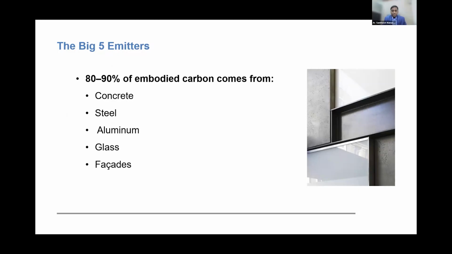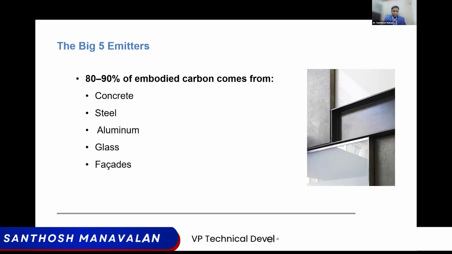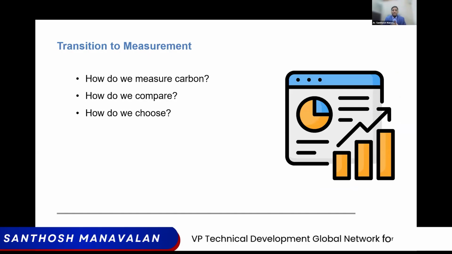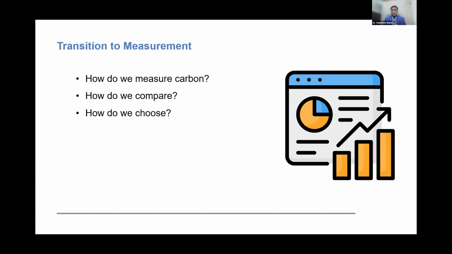Around 80 to 90% of the embodied carbon in a typical commercial conventional building comes from these five materials, understanding from the research and from the larger data: concrete, steel, aluminum, glass, and facades. So let us catch something important. We don't need to manage everything equally because it's highly impossible to do that immediately. We may need to focus on the few materials that matter the most. Once we understand where carbon is coming from, the next question is, how do we measure it? How do we compare the alternatives? And how do we make informed choices?